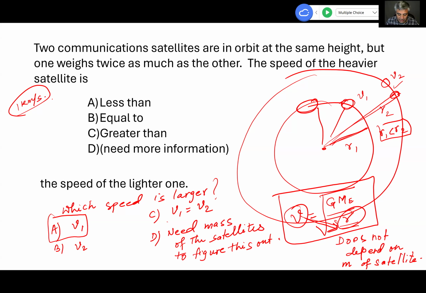So it is mass independent. The speed of the satellite is mass independent. That's the main thing we learn. And how the speed changes with the distance, okay, that's another thing we learned.